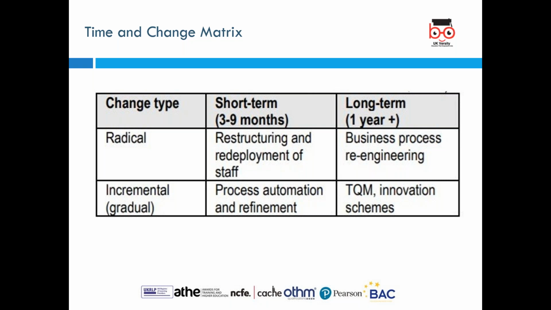Now we're going to look into the time and the changes metrics. This is roughly how you could estimate how these changes should be scheduled. When it comes to short-term implementation, we're going to look at 3 to 9 months, while for long-term implementations, we're going to look at 1 year and above.